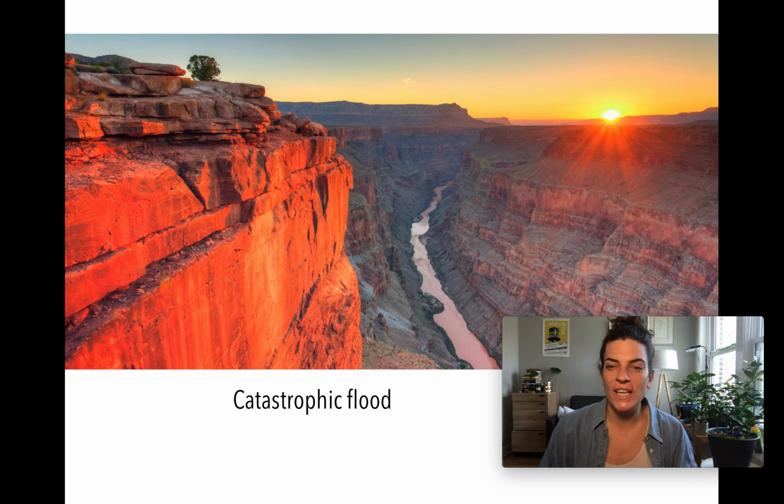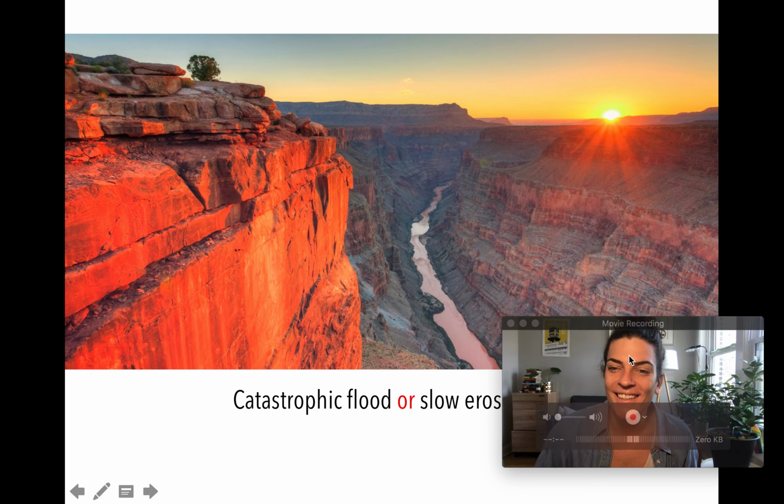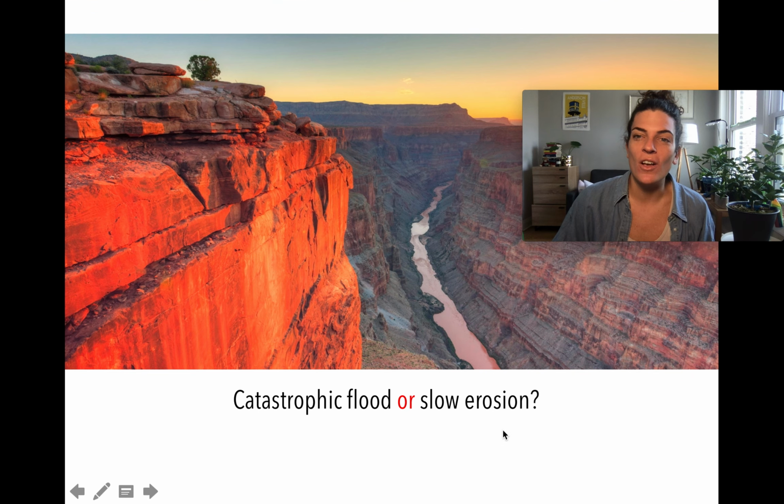All right, so let's talk about the age of the Earth. How do we know how old the Earth is? Well, first of all, we know the Earth is old because of things like this. We know that the Grand Canyon, for example, was caused by a catastrophic flood, right? Wrong. The Grand Canyon was caused by slow erosion.